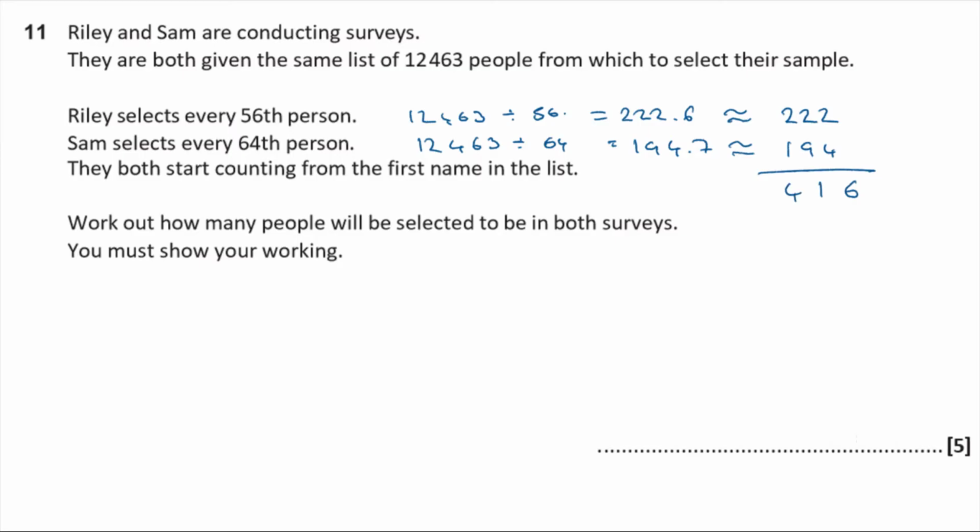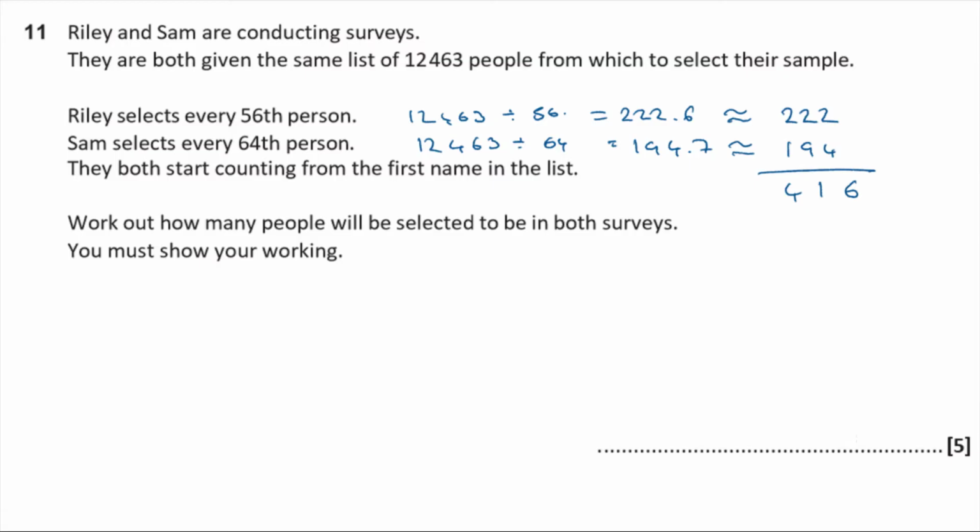So then adding those together, that's 416. However, there's a catch, because every now and then, I guess, Riley and Sam are going to land on the same person, aren't they? If they land on the same person, they can't both have that same pick because it's the same person. So the other thing we need to do is deal with any person that they both picked, and make sure we're not double counting them.